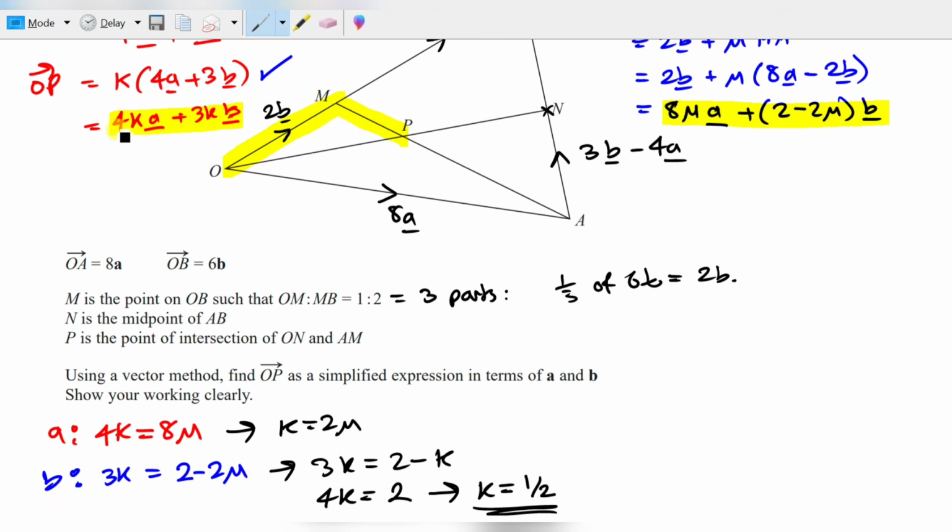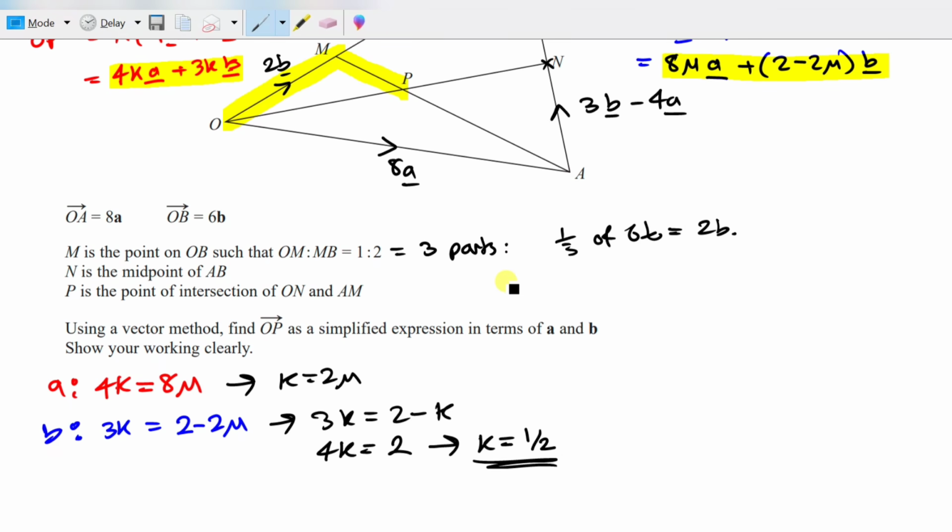So we have OP. Let's substitute the value K we just found into the OP equation. So we can say therefore OP equals 4 times a half, which is 2. So you got 2a, and then plus 3 times a half, so that's 3 over 2 or 1.5b. And that's it, guys. This is the equation they want.